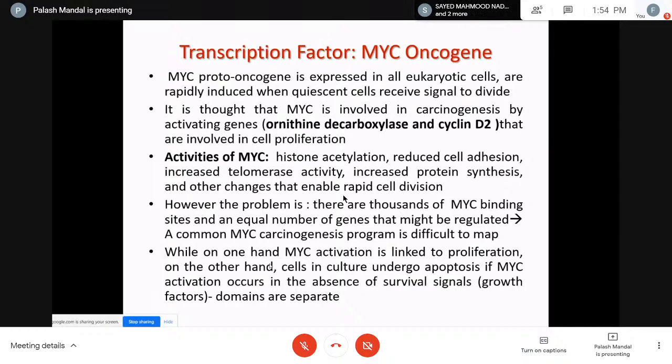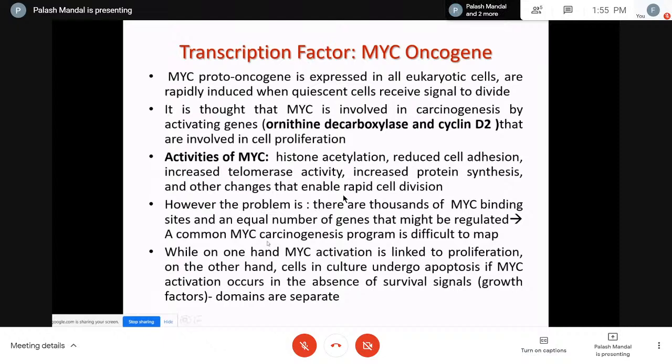So it is easier said than done: why don't you target a particular binding protein? Why don't you target a mutated protein? It is not so easy, because there are so many binding sites, especially for this MYC, and so many genes which are activated, that it is very difficult to control or pinpoint the source and finally the action, and hence targeted therapy becomes very difficult in cases where MYC is activated.